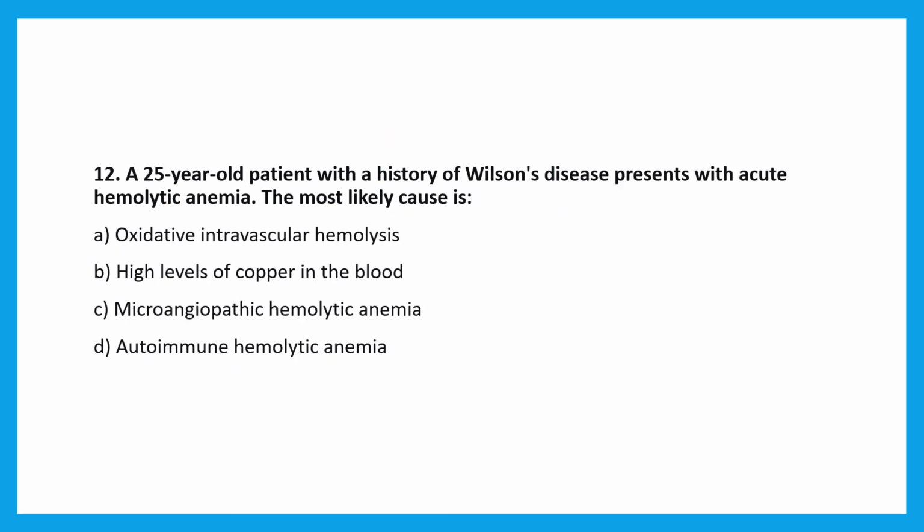Then question number 12. A 25-year-old patient with a history of Wilson's disease, copper toxicity, presents with acute hemolytic anemia. The most likely cause is what? They have told us the condition. Now let's talk about the cause. I think I have already talked about this.